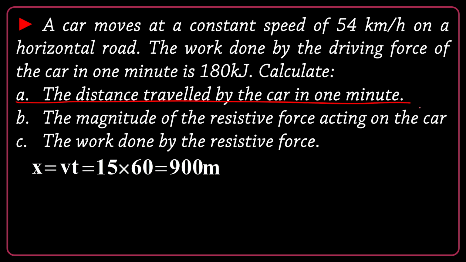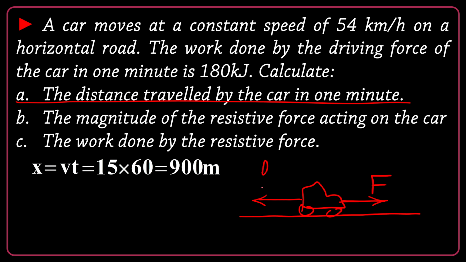Part B. The magnitude of the resistive force acting on the car. The magnitude of the resistive force is very interesting. Basically, the car in general is acted on by two forces. One of them is the forward force of the car, the other is the resistive force. The car is moving at a constant speed. There is no acceleration.